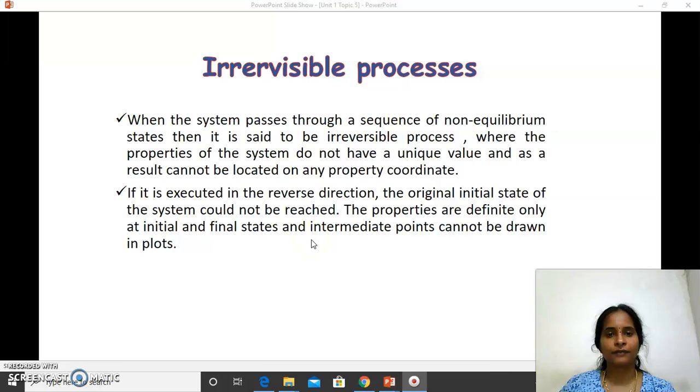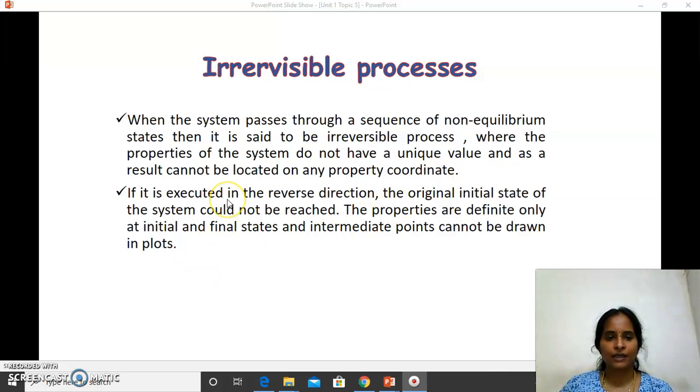All the features explained in a reversible process are directly opposite in the irreversible process, in which the system passes through a sequence of non-equilibrium states, and the values of the properties are not the same or unique, but keep on changing then and there. As a result, you cannot locate any property coordinate. That is most important. Here you cannot plot PV diagrams or TS diagrams, and the property coordinates could not be fixed or drawn if the process is irreversible.